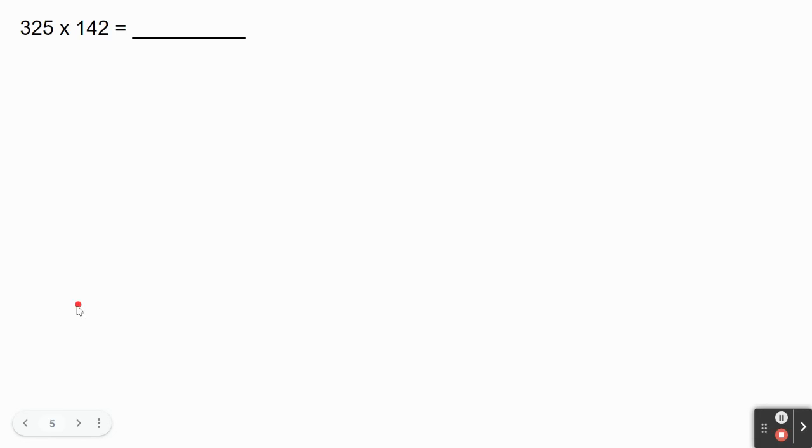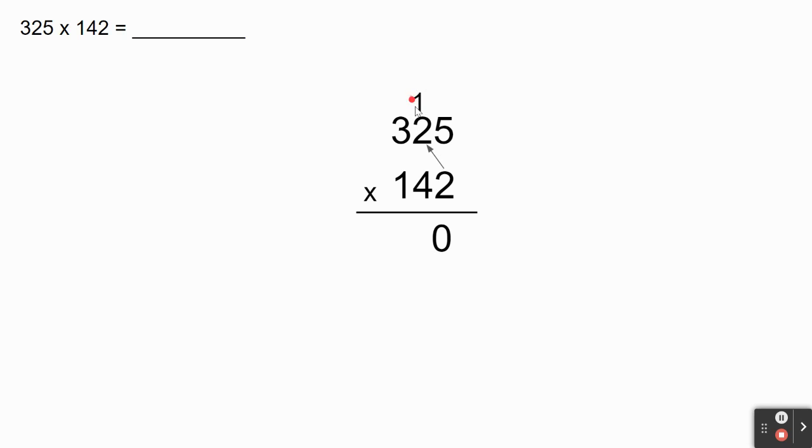Now let's multiply 325 by 142. First, we're going to place the factors vertically, which means one on top of the other. We're going to start by multiplying the digits on top by the 2 since the 2 is in the ones place. First, we'll multiply 2 times 5, which gets us 10. So the 0 goes in the ones place, and the 1 is regrouped to the top of the tens place. Now we'll multiply 2 times 2, which is 4, plus the 1 we regrouped is 5.